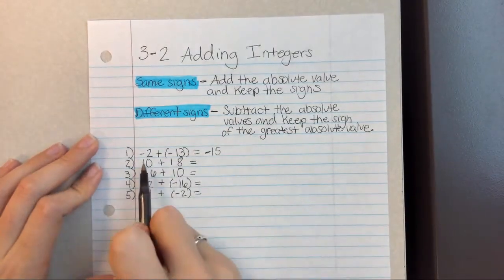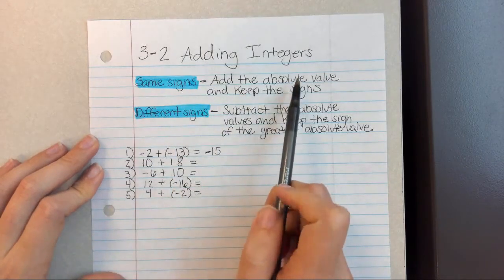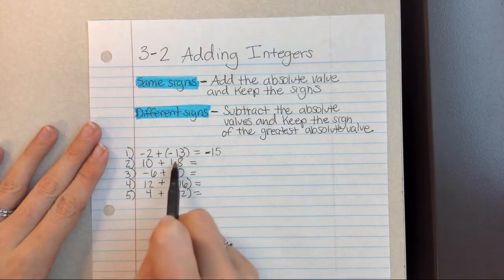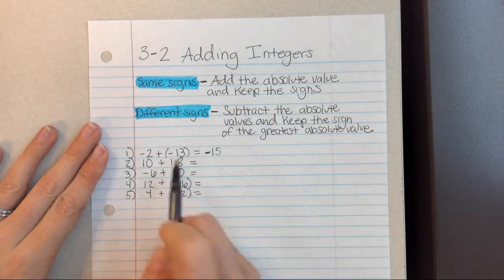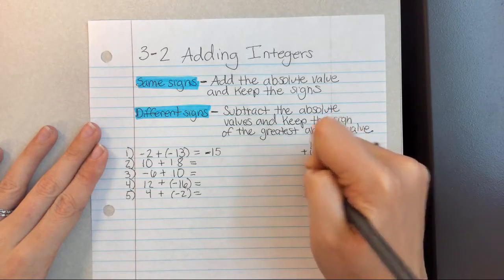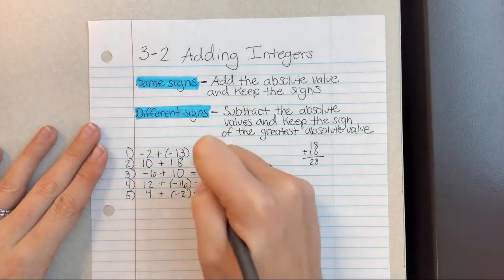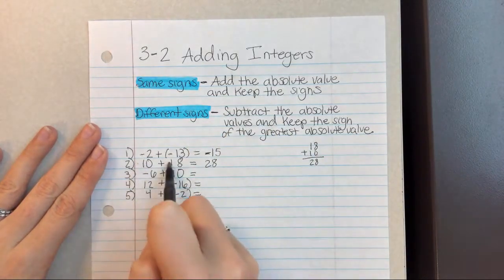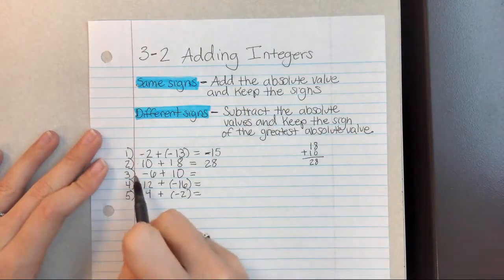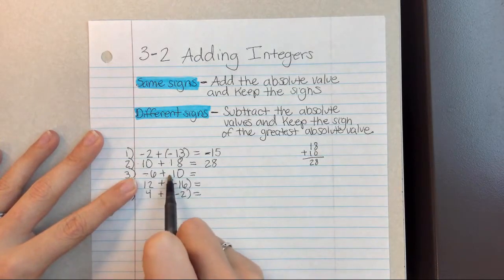The next one, they're both positive, so again we have the same signs, and add the absolute value. Just look at the numbers, no signs yet. 10 and 18, well 10 plus 18, and if you need to, do it off to the side and do longhand. 8 plus 0 is 8, 1 plus 1 is 2, so we get 28. And they're both positive, so the answer will be positive. Keep the sign.